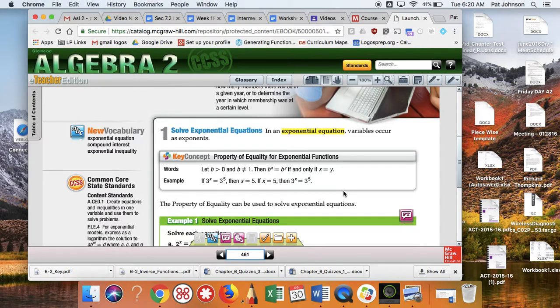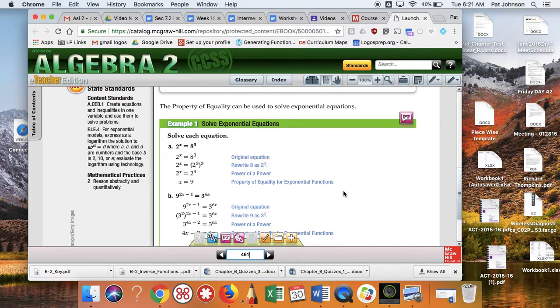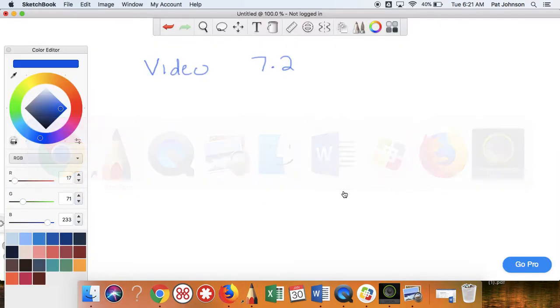It says we have to have the exact same base. For example, if 3 to the x equals 3 to the 5, then x equals 5. If x equals 5, then 3 to the x equals 3 to the 5. So the property goes both ways. So we can go from exponentials to the exponents being equal, and then go back to exponents. So let's dig right into examples 1 and 2.